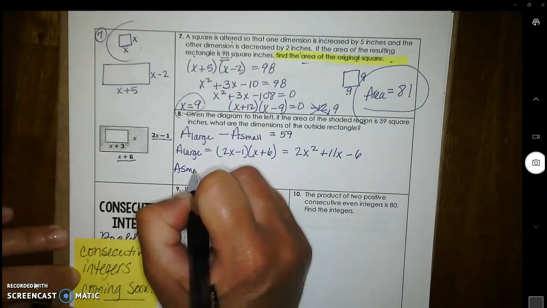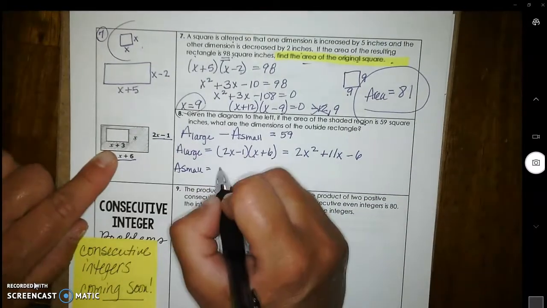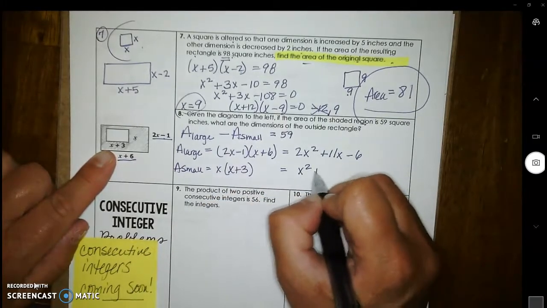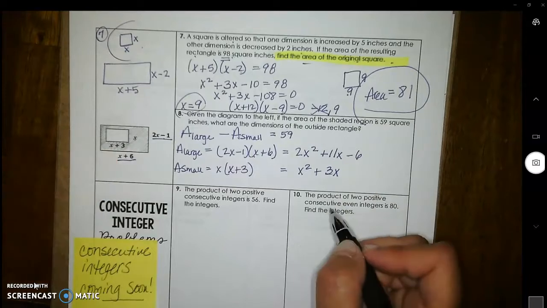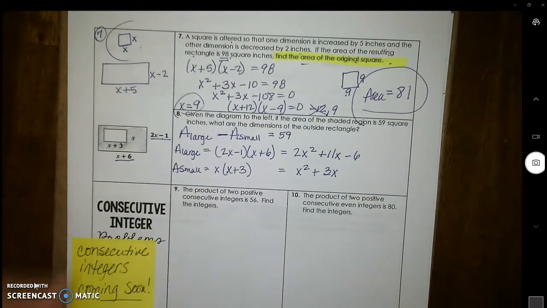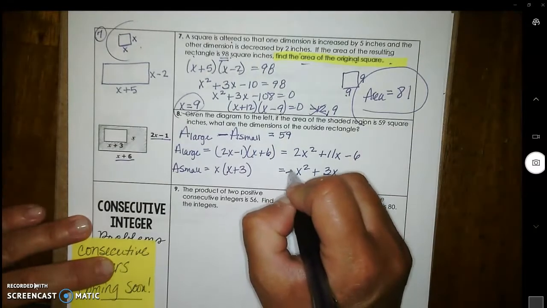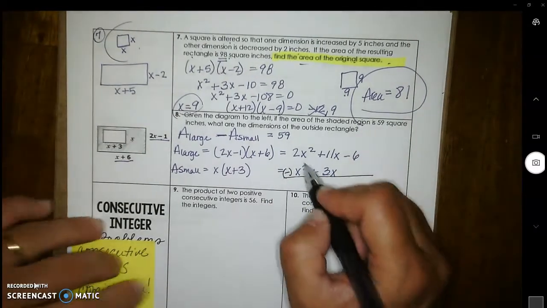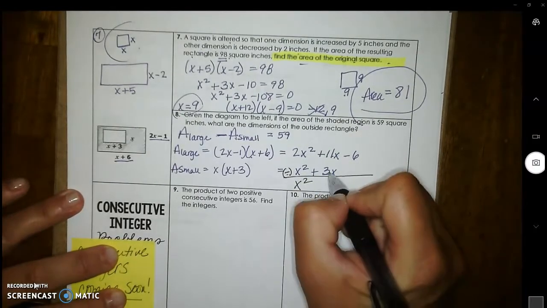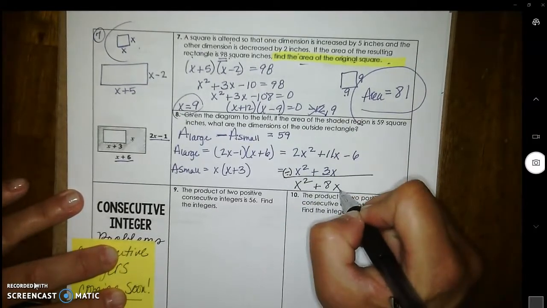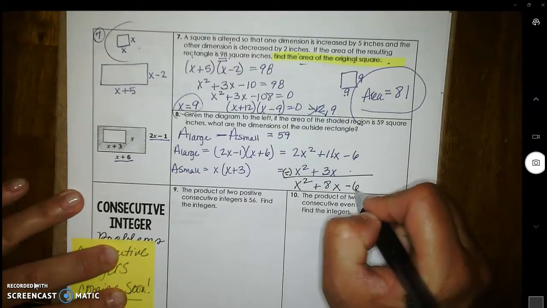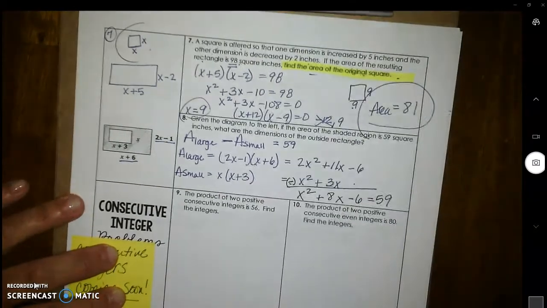Okay, let's do the smaller one. And so I have an x by x plus 3, and so that is x squared plus 3x. Now I skipped a little space for a reason. I know that I'm going to have to be subtracting, and so I just moved it over so I could line stuff up. So I'm going to subtract these two things. So 2x squared minus x squared is x squared. 11x minus 3x is 8x. Negative 6 minus nothing is negative 6. And all of that is supposed to equal 59.